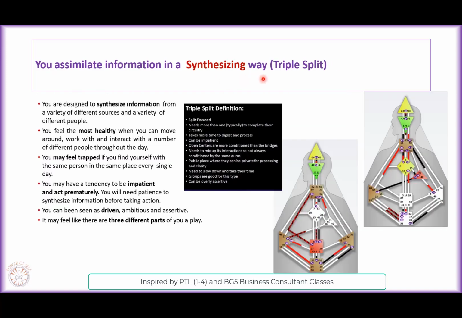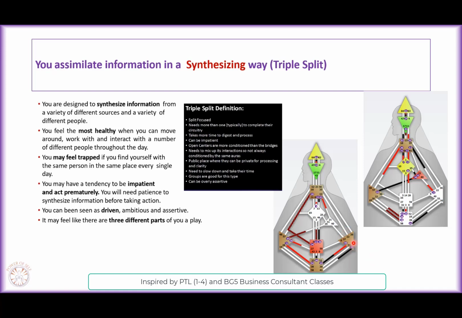Triple splits. This is about synthesizing. So you're designed to synthesize information from a variety of different sources and a variety of different people. You feel the most healthy when you can move around, work, and interact with a number of different people throughout the day. You may feel trapped if you find yourself with the same person in the same place every single day. You may have a tendency to be impatient and act prematurely. You may be seen as driven, ambitious, and assertive, and you may feel like there are three different parts of you at play.